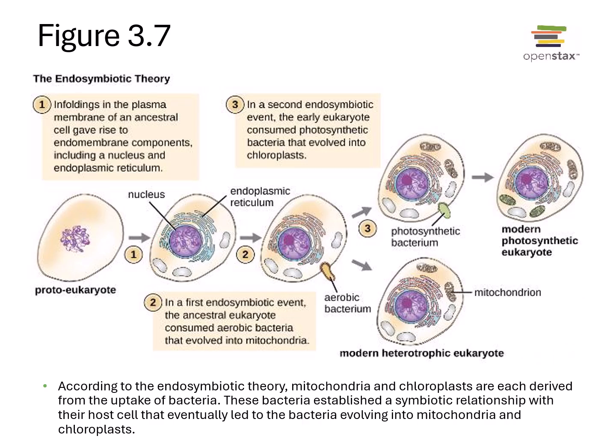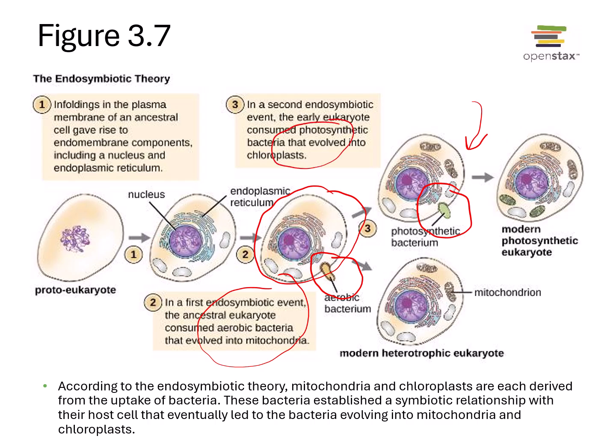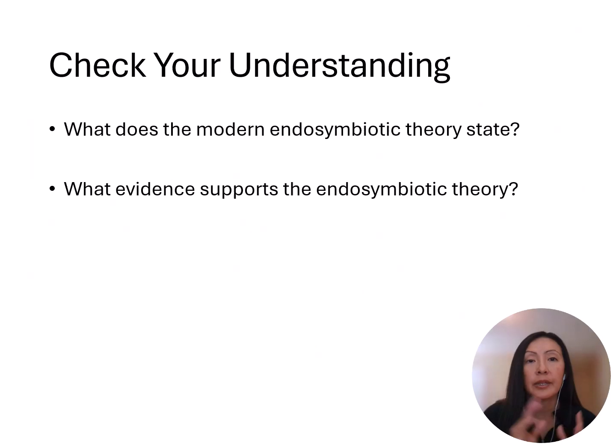This figure shows how mitochondria and chloroplasts likely originated from prokaryotes that were engulfed and maintained as partners within the original host cell. Here we can see that in the first endosymbiotic event, this eukaryotic cell is consuming an aerobic bacterium that will eventually evolve into mitochondria. And over here, this eukaryote is consuming a photosynthetic bacterium that will eventually evolve into a chloroplast. Here's another checkpoint.